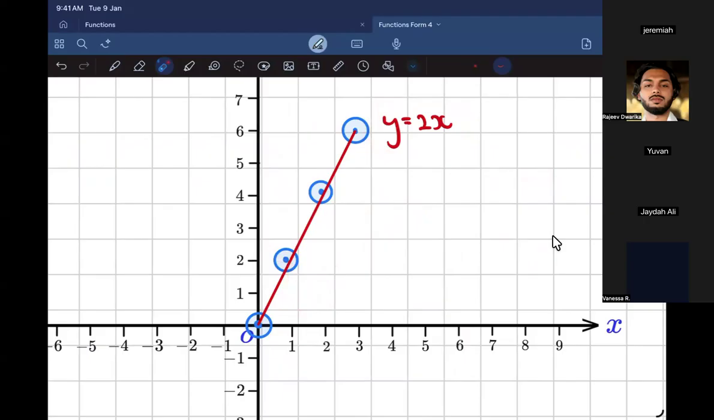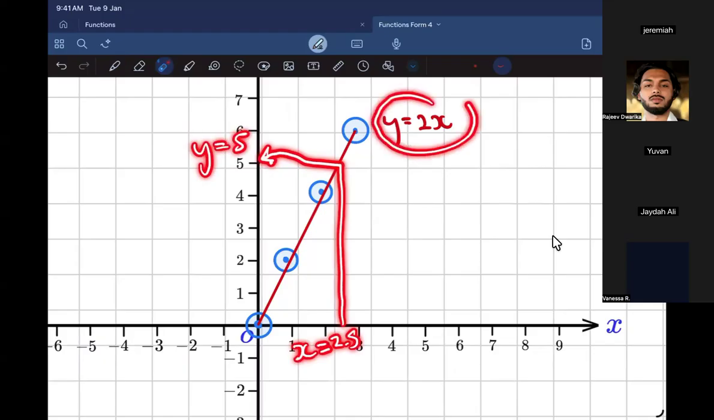What if we look at 2.5? If we do 2.5, just from the graph, what do you think we get, Vanessa? 5. Does that make sense? If the function is y is equal to 2x, does it make sense how we get 5 for 2.5? Think about it. So if x is equal to 2.5, y is equal to 5. Does that follow the equation?